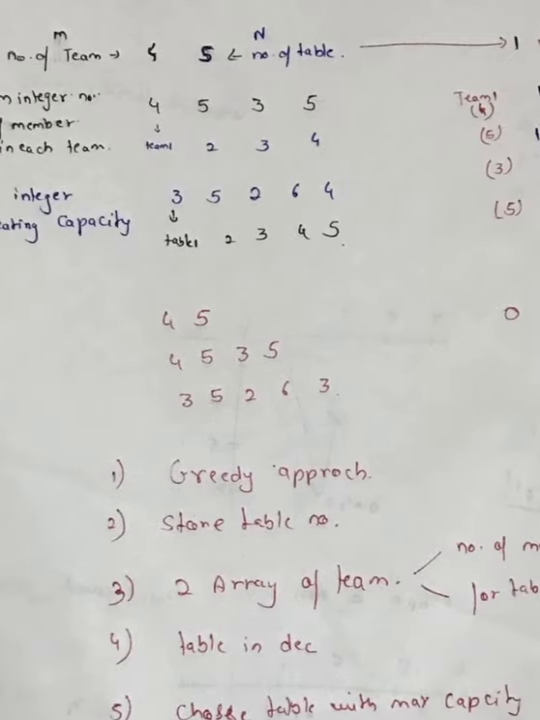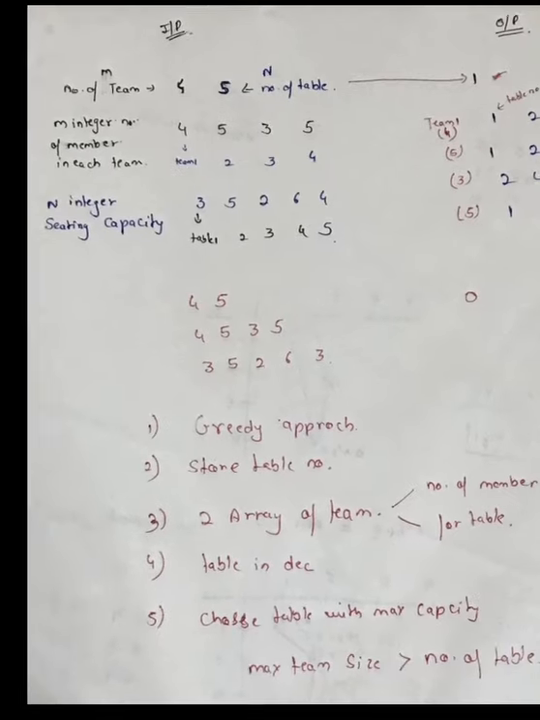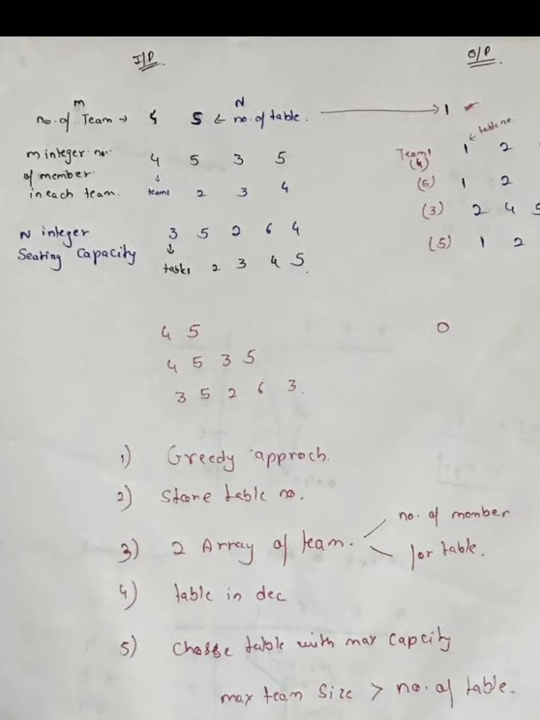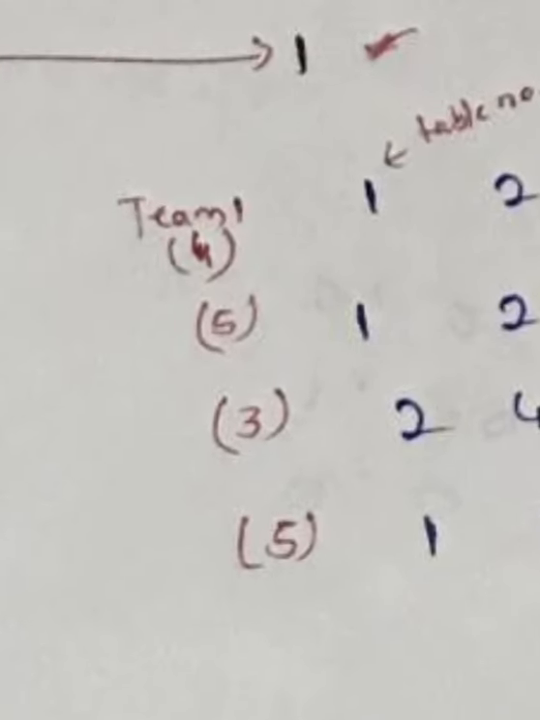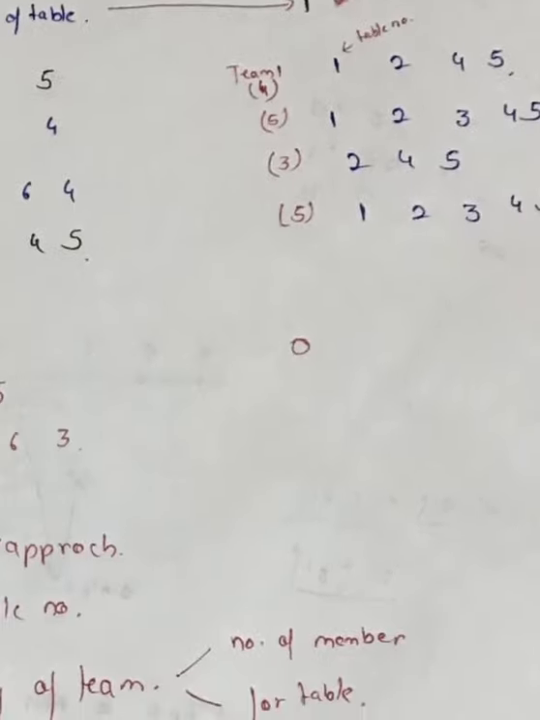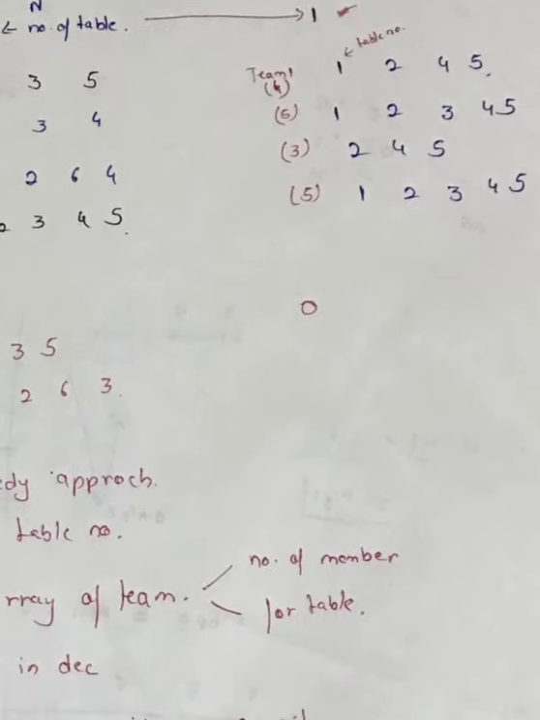So the output for the first is expected as follows: if there is a possibility of an arrangement such that no 2 members of the same team are allowed to sit at the same table, that means every member of a team should occupy a seat at a different table, then the output should return 1. And what else should the output return? The seating arrangement of each and every member in a team.